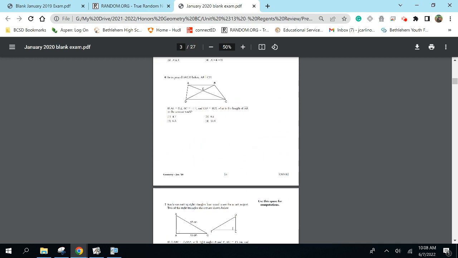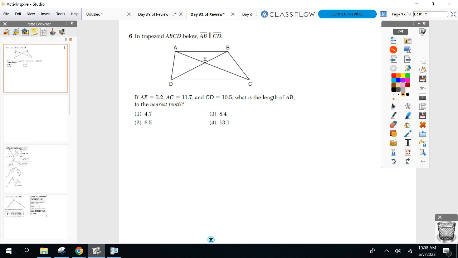Okay, yep, 6 is a tough one here. And this is why I think this Regents is complicated. Is you see this word right here, and you think it's like a trapezoid problem. I need to know properties of a trapezoid, and that's not the case. Okay, that's not the case at all.